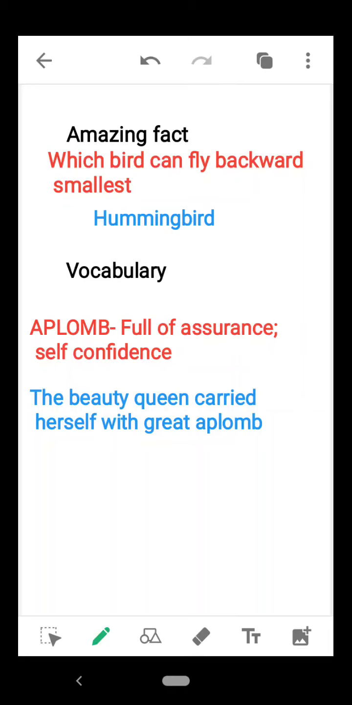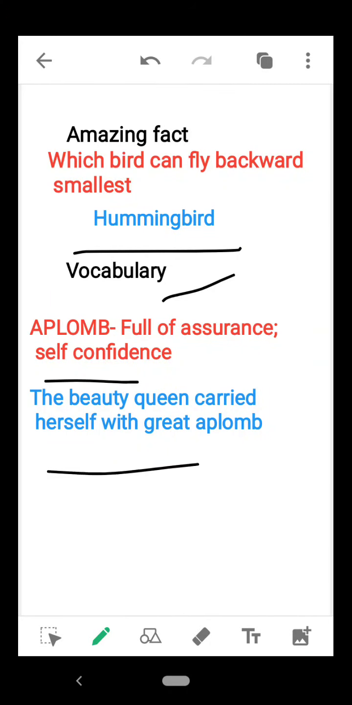So amazing fact: which bird can fly backward and which is the smallest bird? Hummingbird is the smallest bird and it can fly backward also. So vocabulary word is aplomb. Aplomb means full of assurance and self-confidence. So sentence is: beauty queen carried herself with great aplomb.